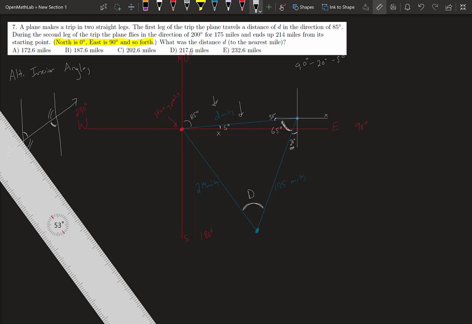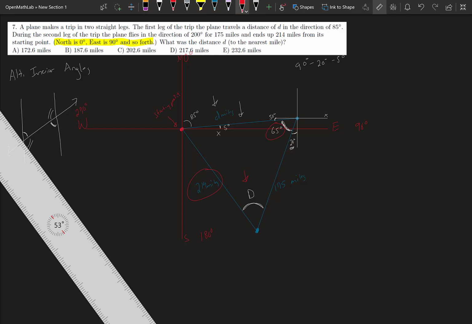Right? So one thing that sticks out to me is that this 214 and this 65 degrees are across from each other, so we're going to have to use those in the law of sines, right? But I need to figure out this angle measurement D in order to use the law of sines to figure out the little d, right?